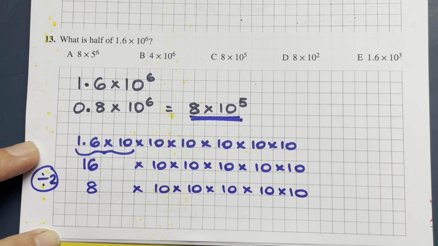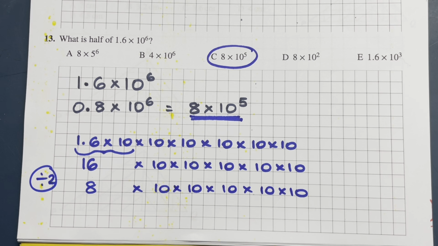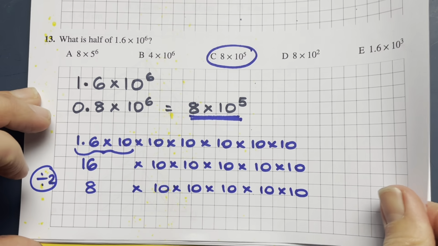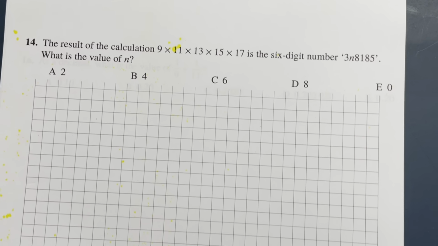8 times 10 to the power 5. So the answer is C. Question 13, 8 times 10 to the power 5. Question 14.